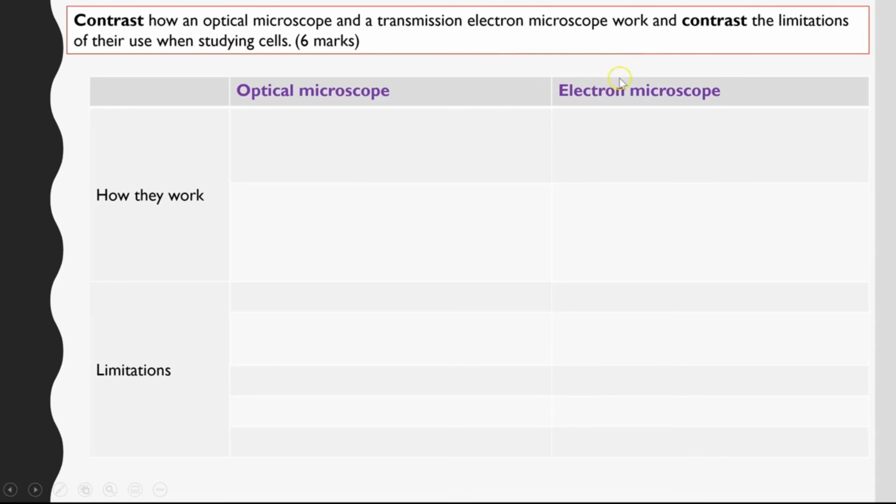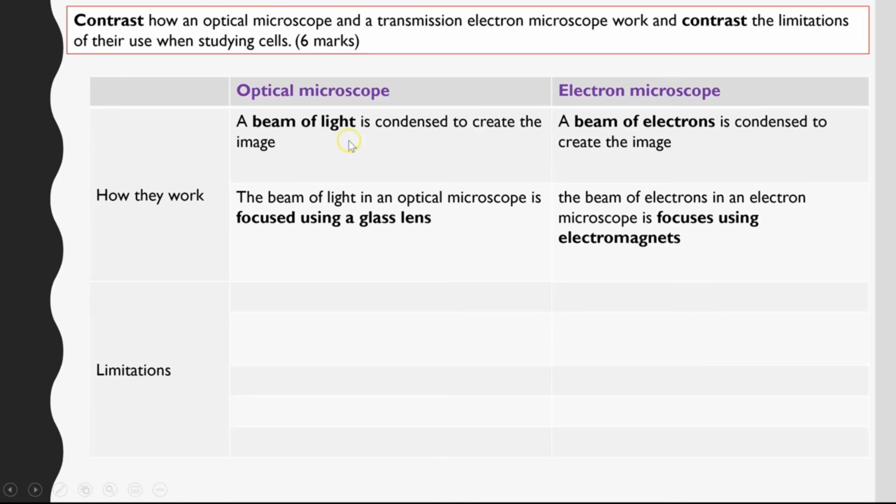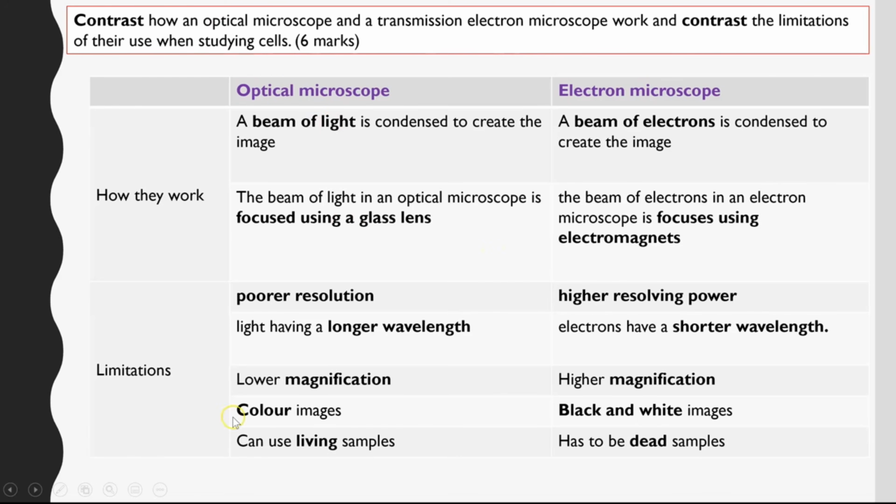And the way I've done this one, you don't have to write whereas, because we've already got the comparison. So for example, a beam of light is used to create the image, whereas for the electron microscope, here is a beam of electrons. So you don't need to have the whereas, because we are quite clearly showing the contrasting features for the optical compared to the electron microscope. Same idea with all of those limitations I've said. I've got the comparative or contrasting point directly next to each other on the same row. So I'm indicating that those are the contrasting features.